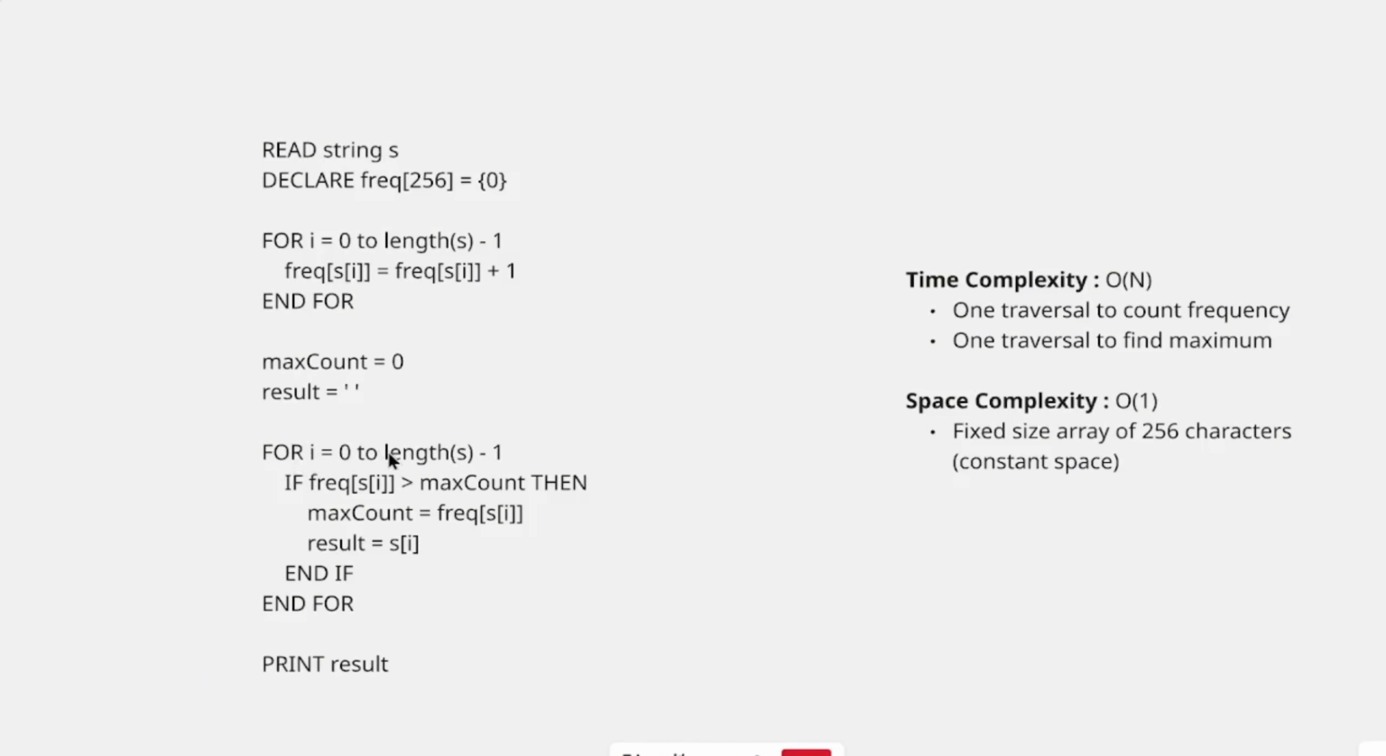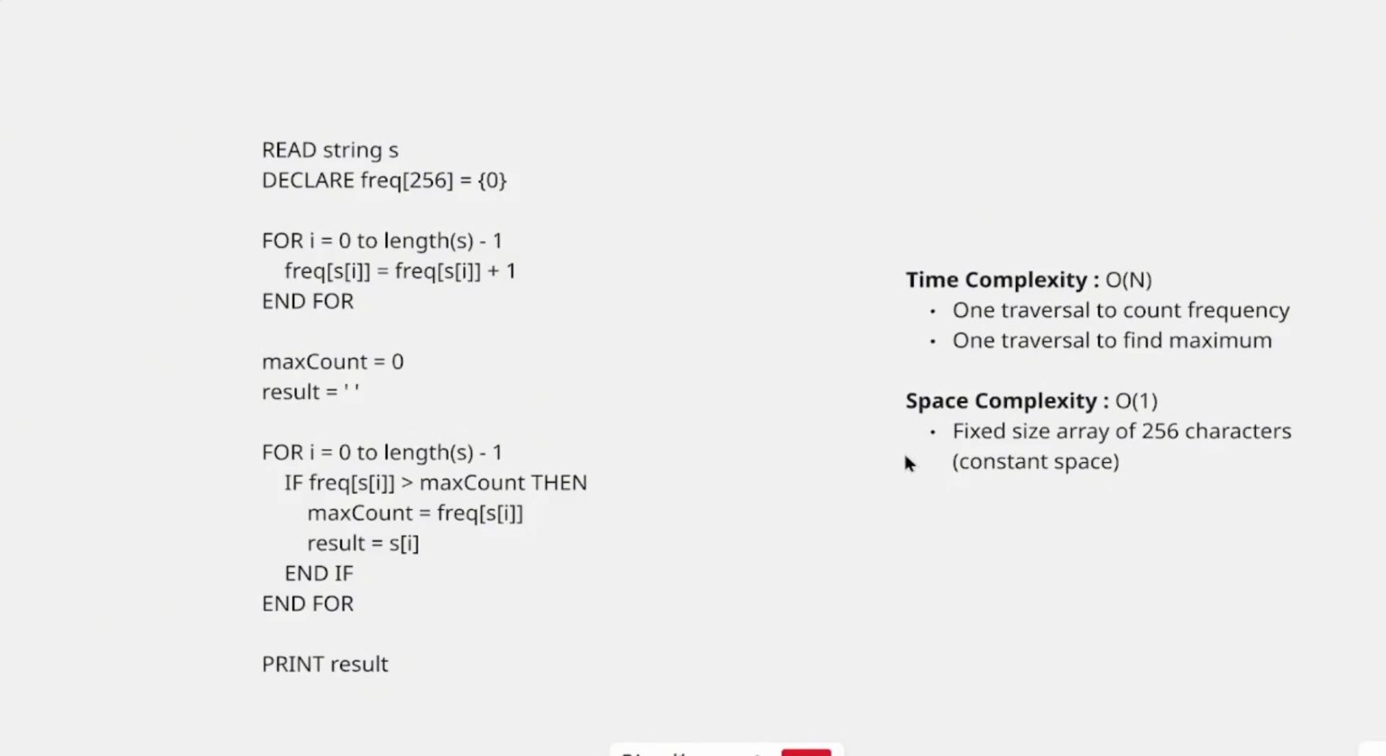In another for loop, we are traversing from 0 to the last index. In that, we are checking the count: if the frequency is greater than the maximum count, we initialize maximum count equal to frequency of i and result equal to s of i. And after the if condition and the for loop, we print the result.